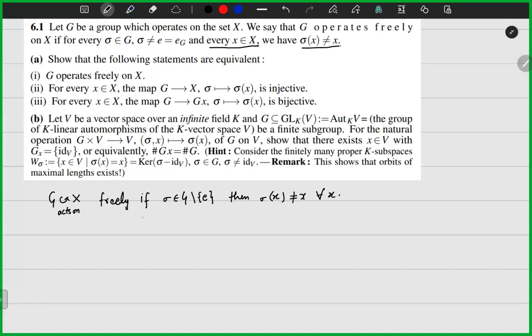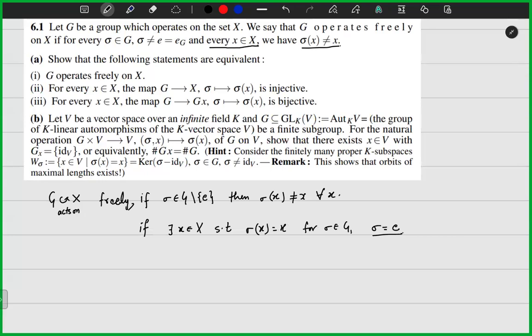The same thing can be written as: if there exists x inside X such that sigma of x is equal to x for sigma belonging to G, then sigma is equal to the identity. If some element is fixed by sigma, then sigma must be e. So they are the same definition.